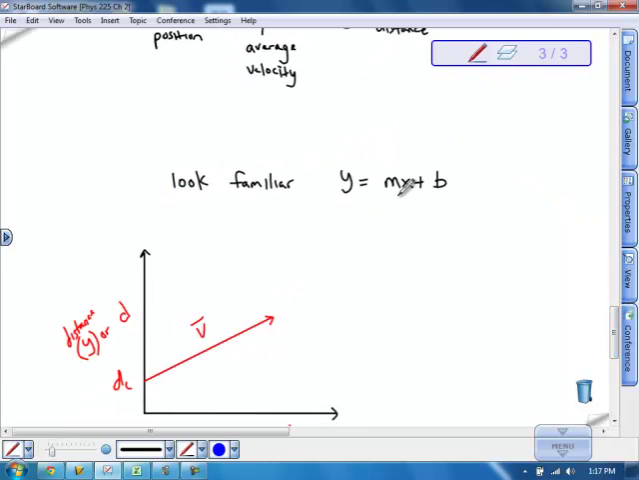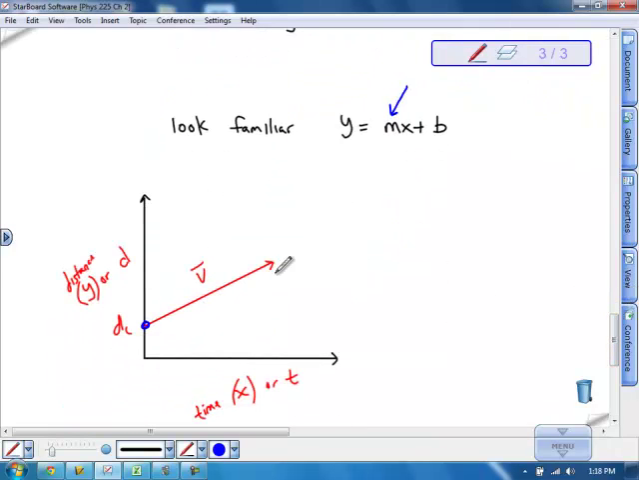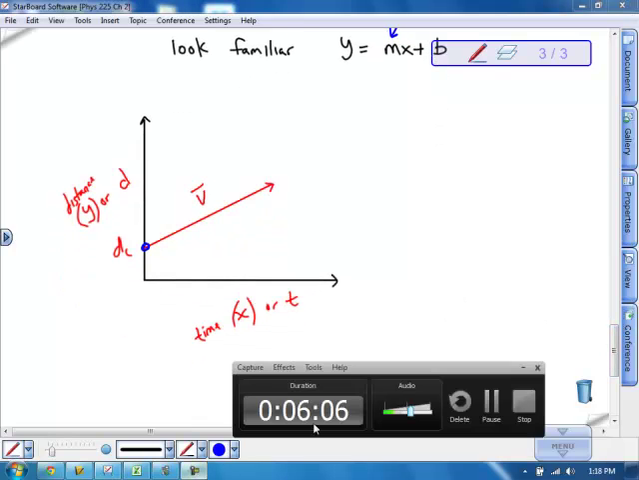It's a line, right? It's got a y-intercept, a starting distance, initial distance. It's got a slope, which in this case is the rate for velocity, and it's got two variables, independent and dependent variables. So we're looking at our linear equation then for distance, and the graph would look like this. So we'll try some of these problems in the homework, but for now I hope this helps.